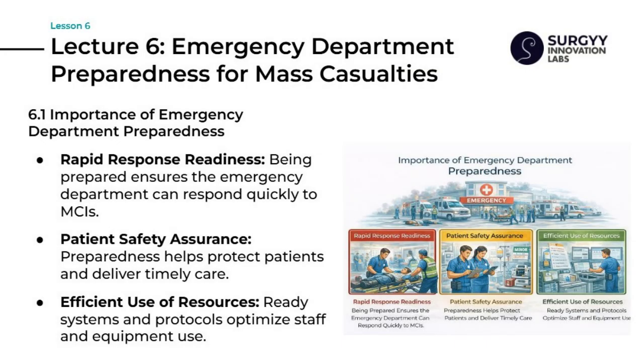Importance of emergency department preparedness is the focus of Section 6.1, highlighting why proactive planning is vital. Rapid response readiness is the first core pillar, ensuring that the emergency department can respond quickly to MCIs without hesitation or confusion. Next, patient safety assurance is a critical goal, as thorough preparedness helps protect patients and deliver timely care, even when the system is under extreme stress.